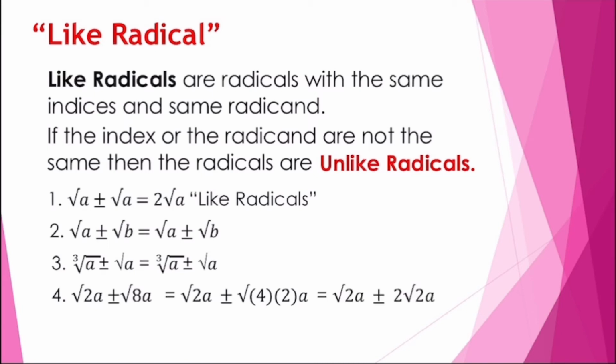So we can write that as square root of 2a plus or minus now 2 and square root of 2a, because we simplified the square root of 8a. Now since they are like radicals, we can add. Square root of 2a plus or minus 2 and square root of 2a, we will have now 3 and square root of 2a, because we add the like radicals. So those are the rules in addition and subtraction of radicals.